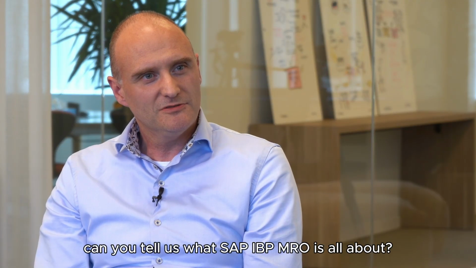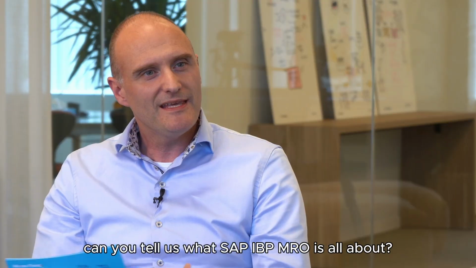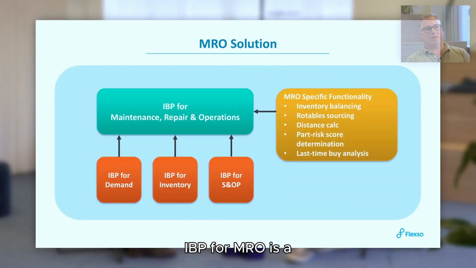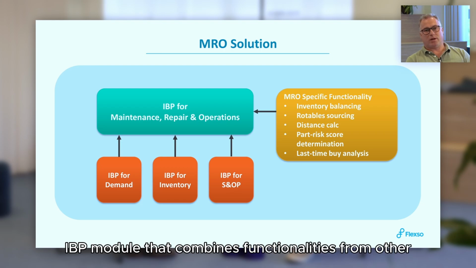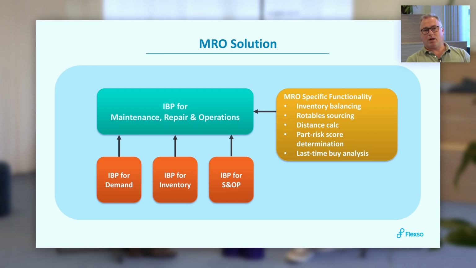Welcome, Thomas. Thank you. Maybe to start off, can you tell us what SAP IBP MRO is all about? IBP for MRO is an IBP module that combines functionality from other IBP modules into a tool to balance supply and demand for maintenance spare parts and resources.